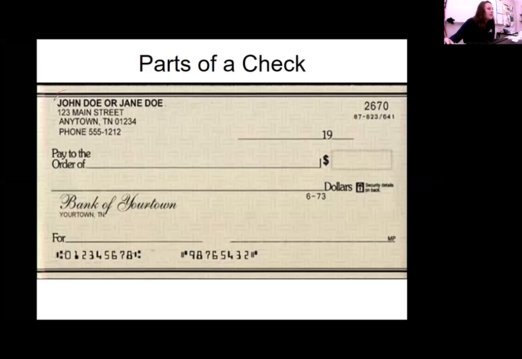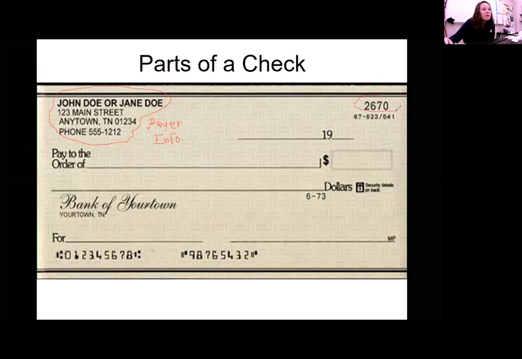So right here, the top left corner, this is going to be your check information. This is also called the payer. So you are the payer, the person that's going to be writing the check. So this is just your payer information, your address, your phone number.